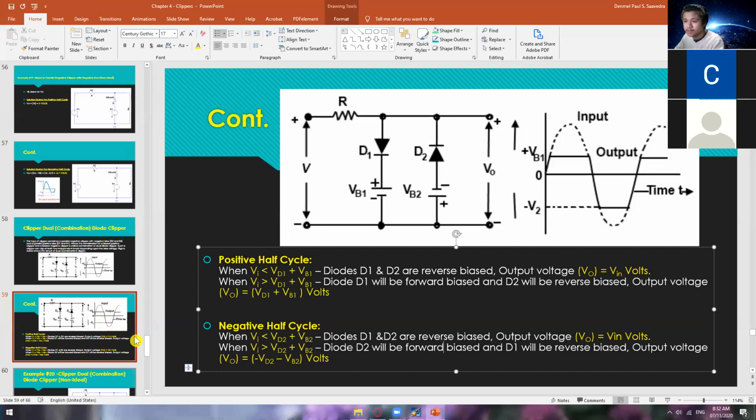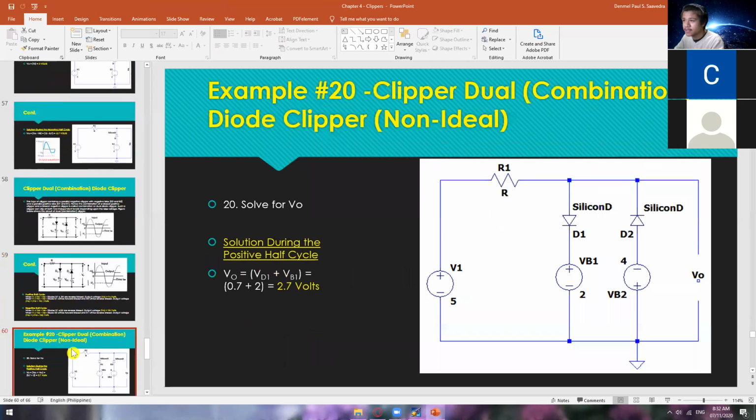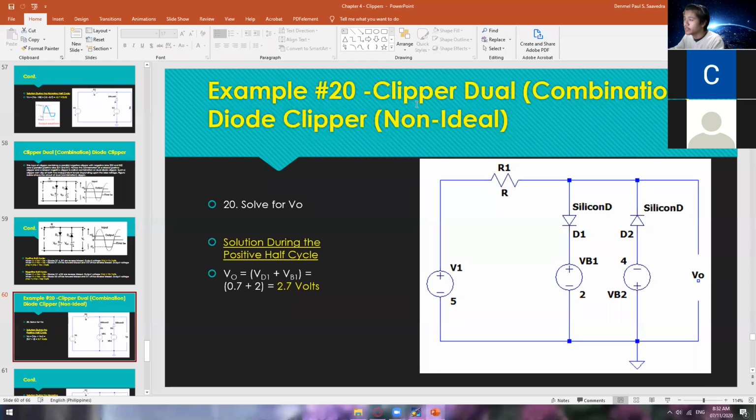So without further delay, let's have an example. Example number 20, clipper dual, and non-ideal. Let's start in the positive half cycle. As you can see right here, this one is 2.7 and this one is 4.7. So V sub I is always greater than the summation of those two diodes and biases.